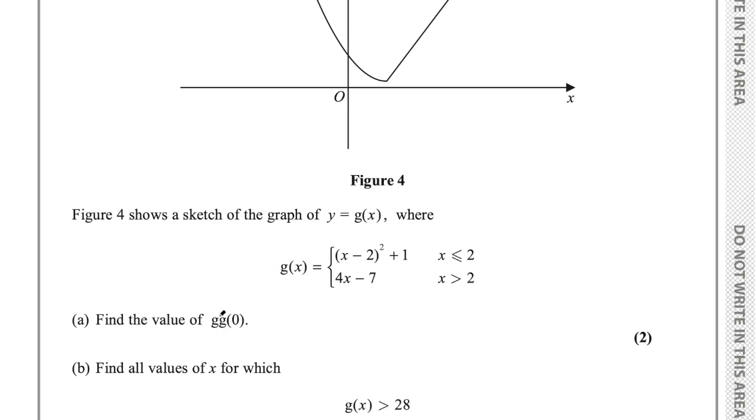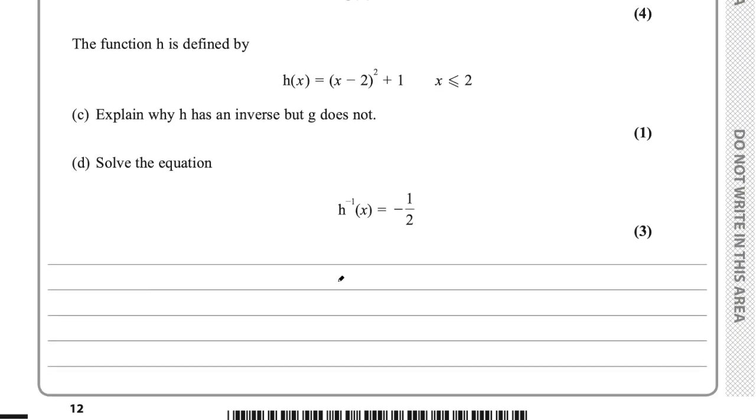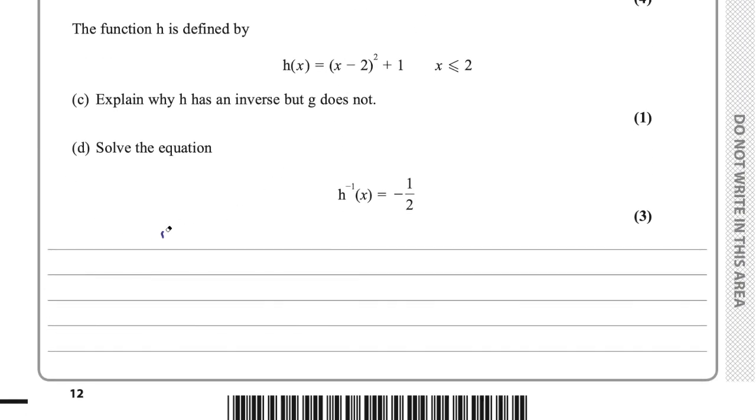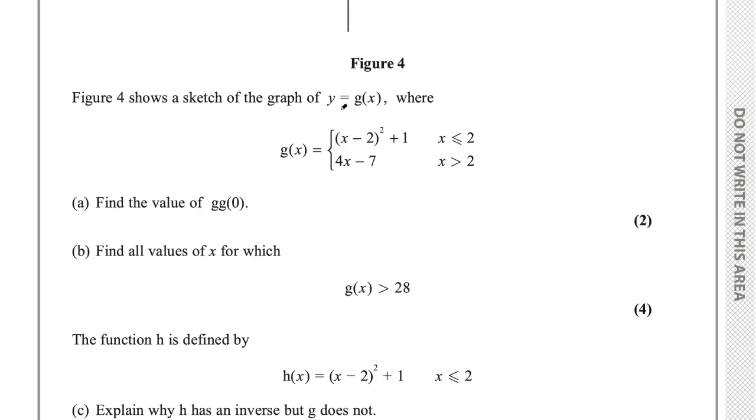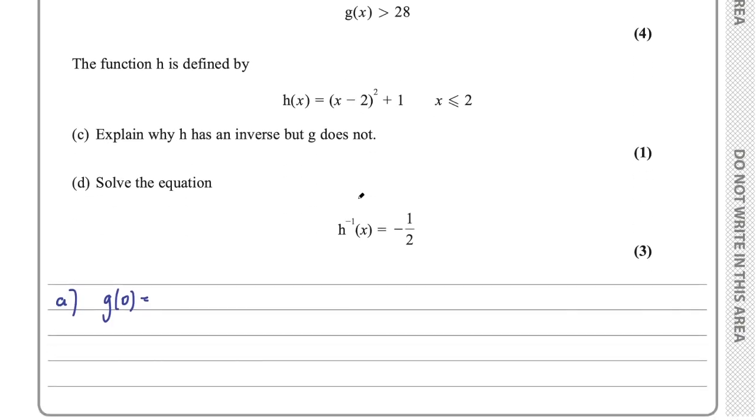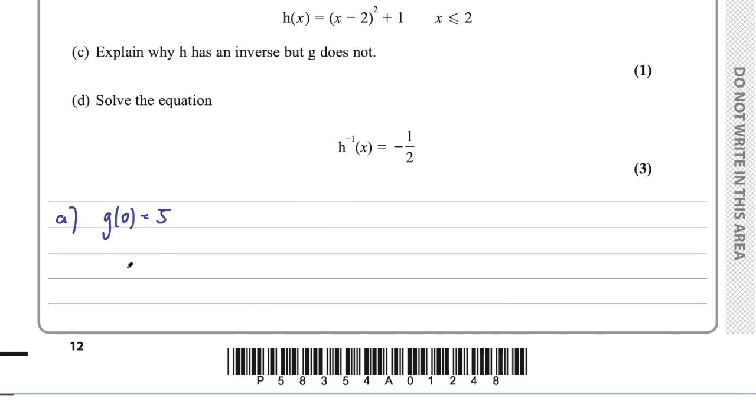So we need to find g of 0 first and then plug that into g. So g of 0 is going to belong to this expression, or this domain, when x is less than 2. So plugging 0 in here will give us g of 0. So let's start off with that for part A. Again, plugging that into the first expression, we have 0 take 2, negative 2, all squared is 4, plus 1 is 5. So g of 0 is 5, and then g of g of 0 is g of 5.